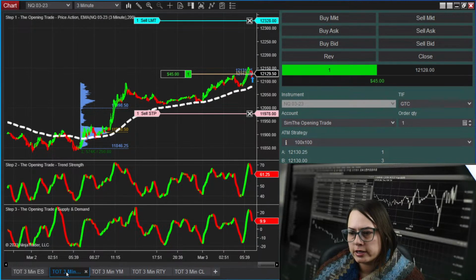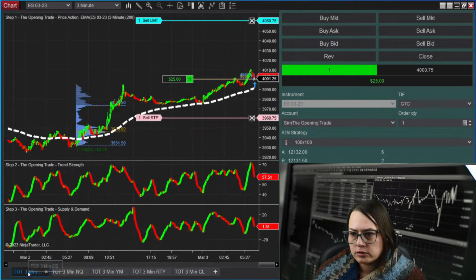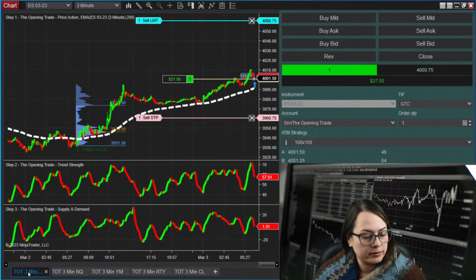All right, so here we are. Both are gapping to the upside, and you see that our trade range, where our blue and pink bars are, is a very big gap.